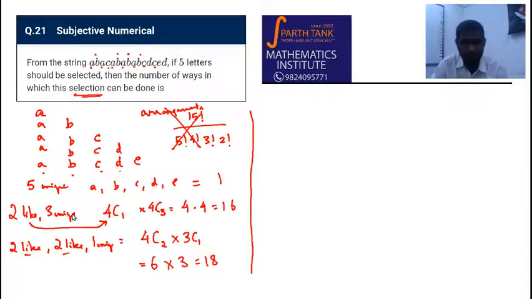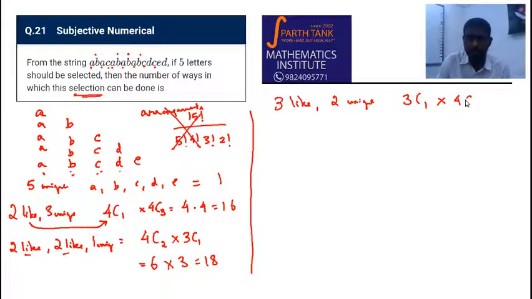2 like and 3 unique is also done. What else remains? Now I go for 3 likes and 2 unique. How can that be done? You can choose 3 like terms only from these 3. So I can choose 3 A's or 3 B's or 3 C's. From these 3 I choose either A, B or C, and then 2 unique from all the other 4 letters, I can choose any 2. So this also becomes 3 into 6, 18.